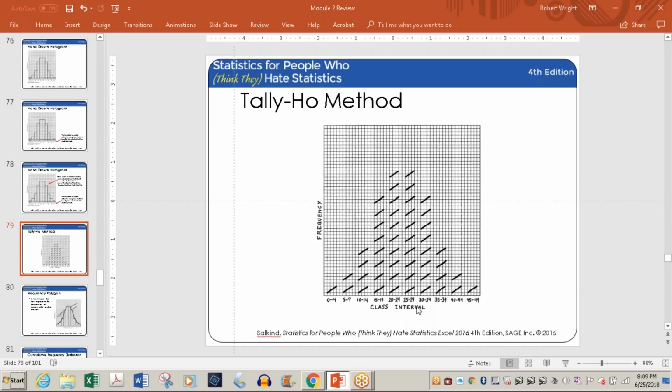The tally-ho method is basically called that because of tallies, and it's basically the same thing. When you have somebody in the 0 to 4 range, you give them a hash mark. 5 to 9, you give them a hash mark, and you can see basically the same data. Again, you can see that basic bell-shaped curve there, so you have what's called the normal distribution of whatever these are, scores, ages, whatever. That's called the tally-ho method, just another way of doing things.